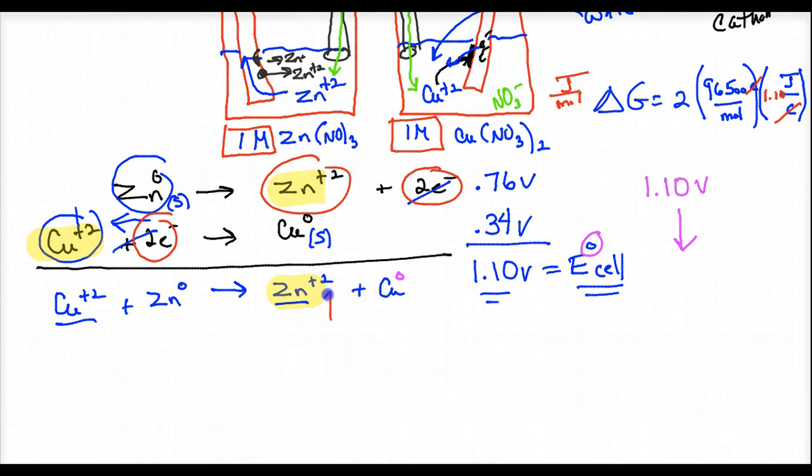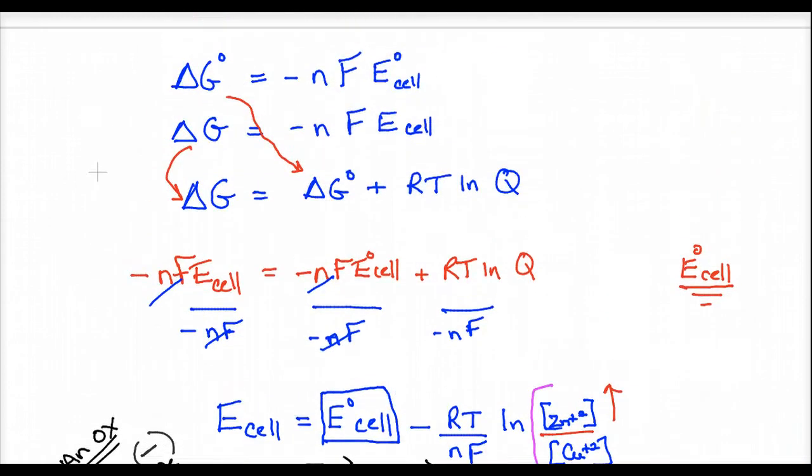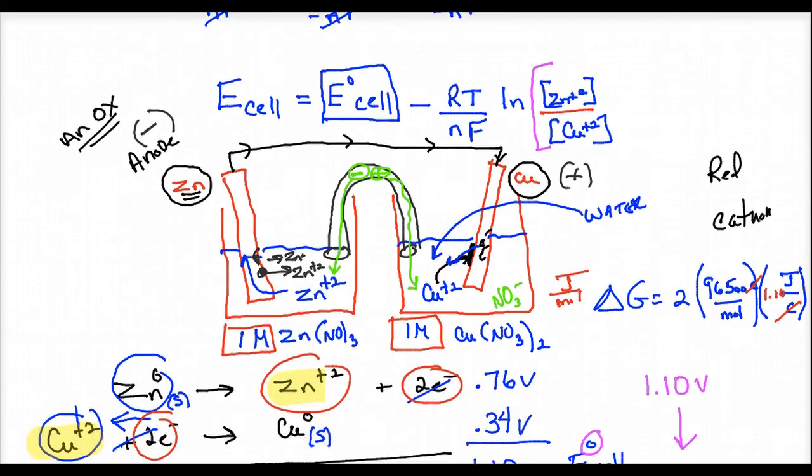So if I increase the zinc plus 2 concentration, the reaction shifts to lower it. Le Chatelier's principle. And guess what? We're going opposite of what we want. So the E0 cell also will drop. So what if I want to increase the E0 cell?